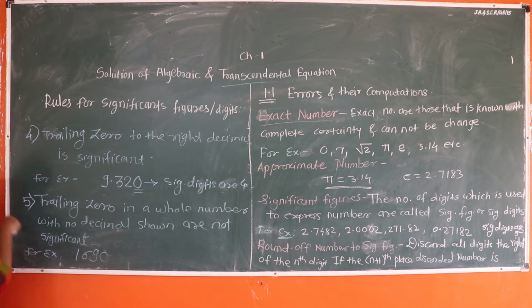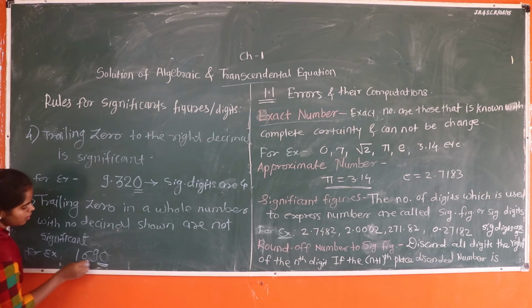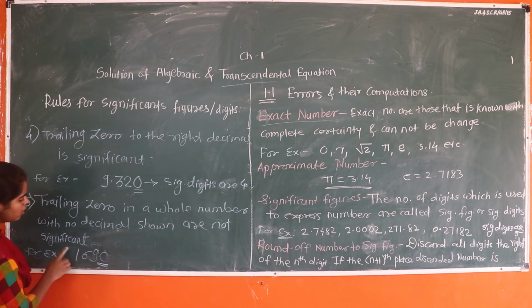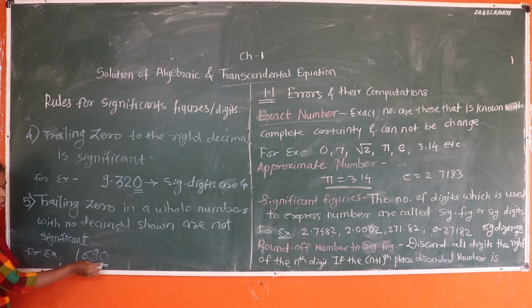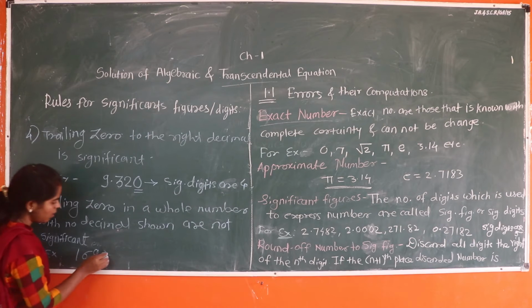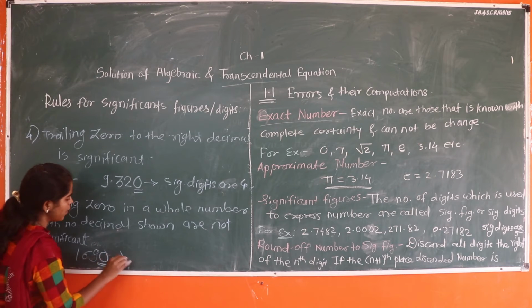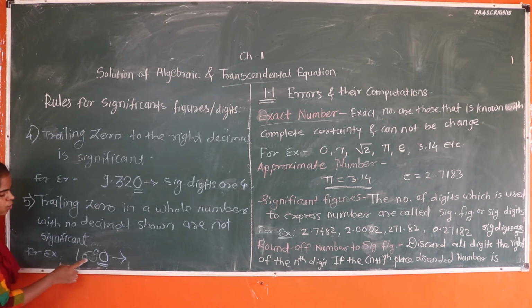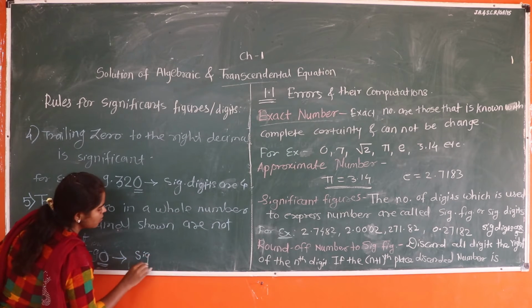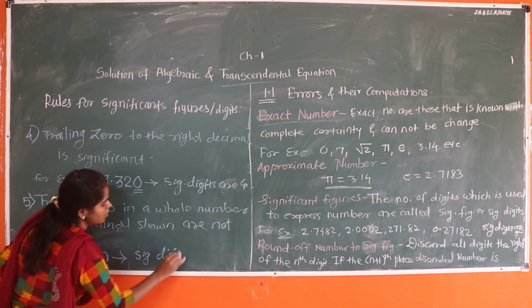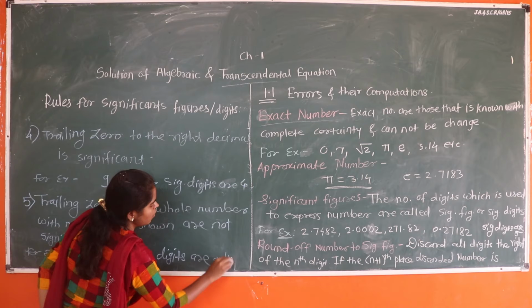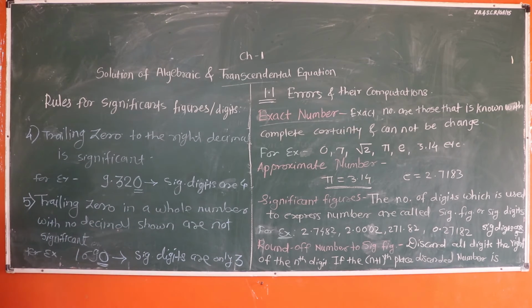It means in this number, the trailing 0 means this number is a whole number, and with 0 as the decimal shown, it is not significant. This 0 is not a significant number. For this example, how many significant figures? 1, 2, 3. Significant digits are only 3.